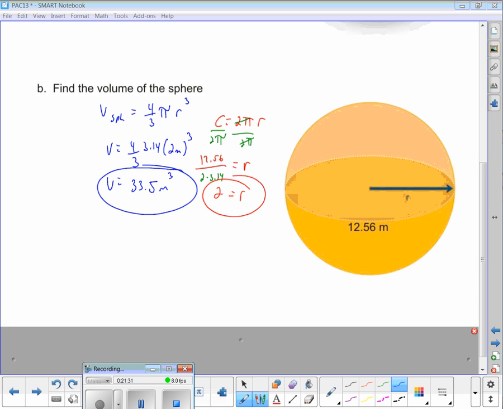33.5 meters cubed is the volume of that sphere. I used the circumference formula to figure out the radius, because you have to know the radius. Circumference equals 2 pi r. I first found the radius of 2. Now that I have the radius, I can put it in my formula and figure out the volume of that sphere. How many got that right? Okay, good job. Too bad more of you didn't.